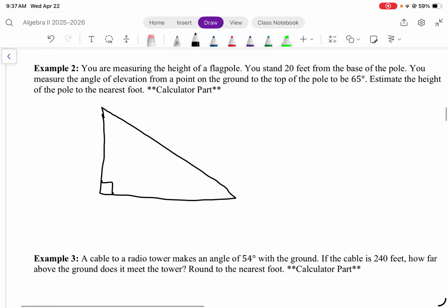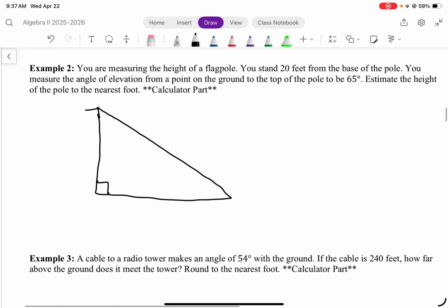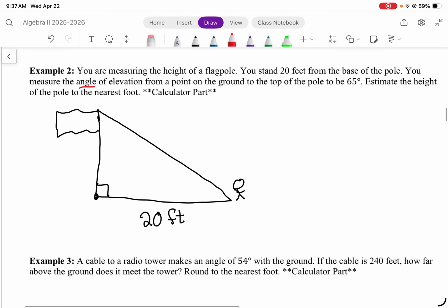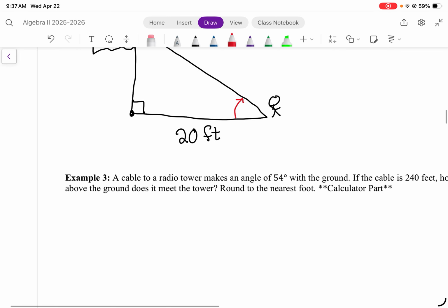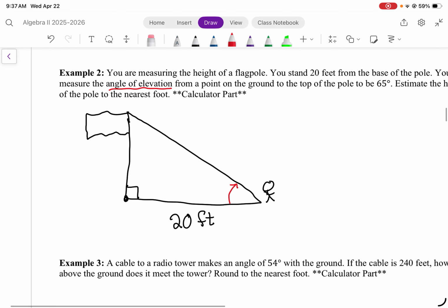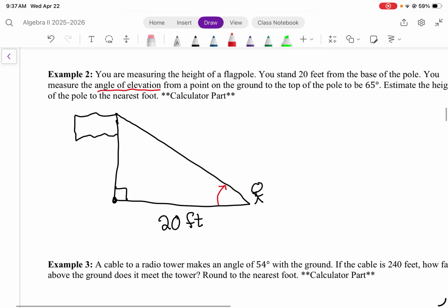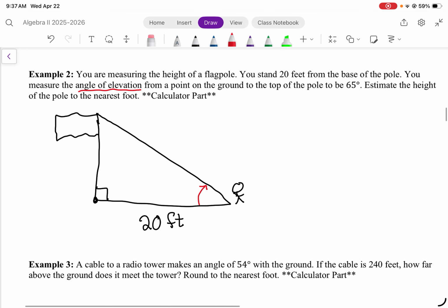So for this one, it says you are measuring the height of a flagpole. So I'm going to make this into a flagpole. There's my flag. You stand 20 feet from the base. So if I'm over here, it said I'm 20 feet from the base or the bottom of my flagpole. You measure the angle of elevation, which means from a horizontal line going up. So it doesn't mean it's at the top, it means it's starting from horizontal going up. So my angle of elevation would be over by me, where I'm standing. So you measure the angle of elevation from a point on the ground to the top of the pole to be 65 degrees. Estimate the height of the pole to the nearest foot. So I need to find my height.